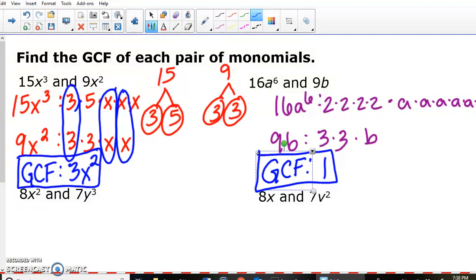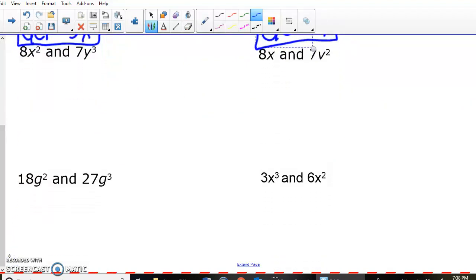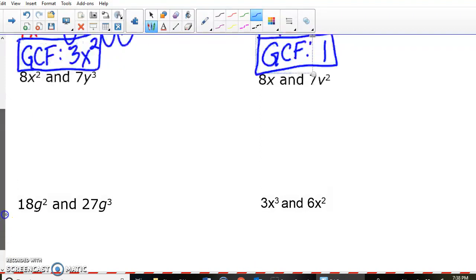Okay, so I want you to go ahead and try these next 2. Actually, go ahead, try the next 4 on your own, and then make sure you check it with my answer key and see if you're on the right track.